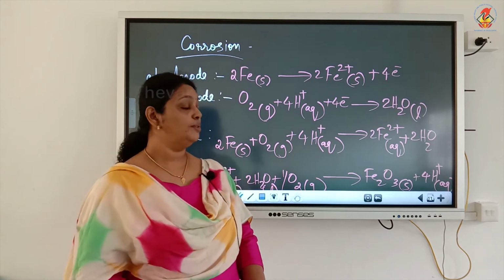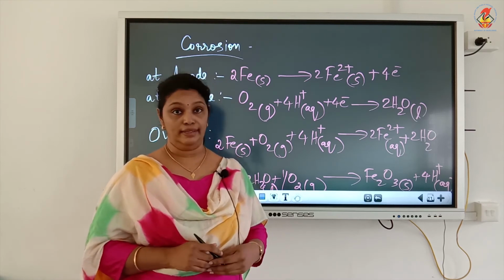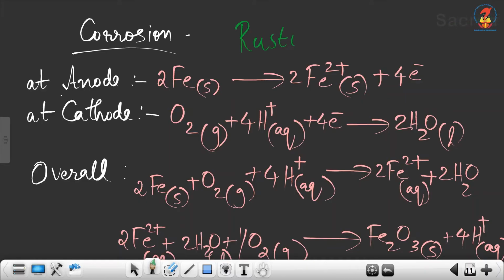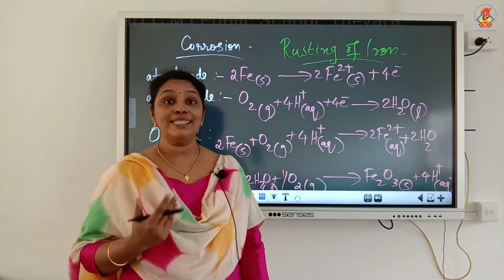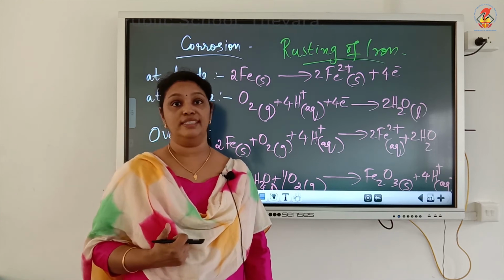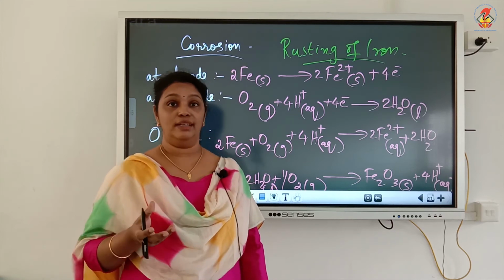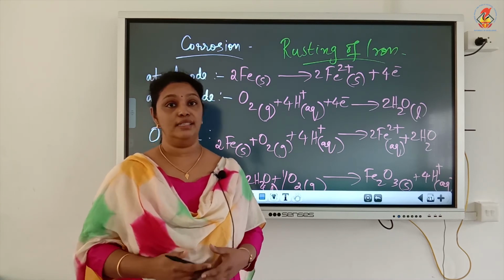Now here we have to study the reactions involved in the rusting of iron. So these corrosion reactions are for the rusting of iron. Now the reactions taking place during rusting of iron involve electrochemical reactions. Now you know what is rust? Rust is hydrated ferric oxide, that is Fe2O3.XH2O. Now since it's an electrochemical reaction, we know that there will be an anode, cathode, and overall reaction possible in this. So let's see how rust is formed.